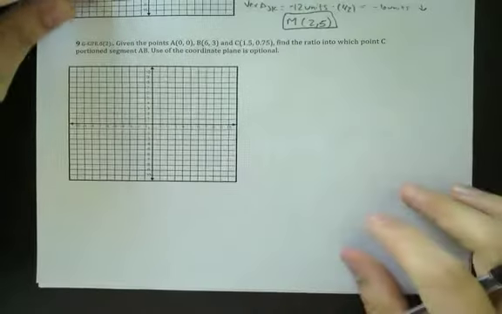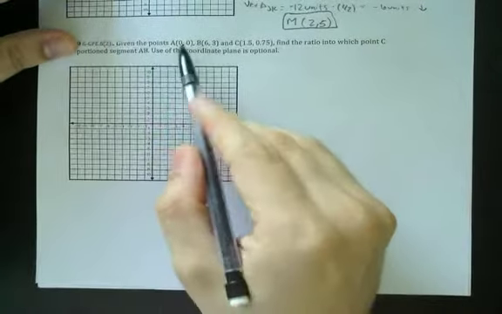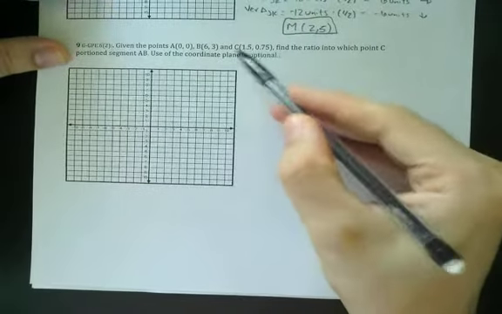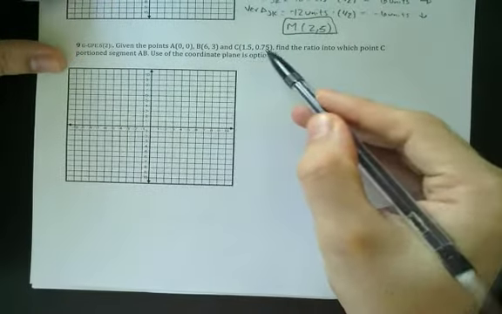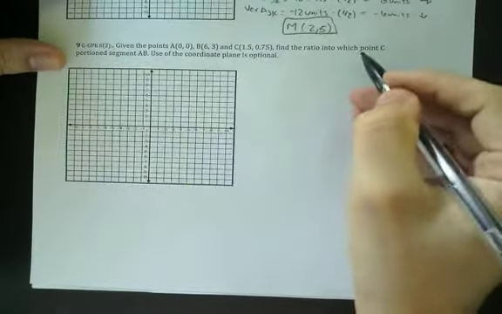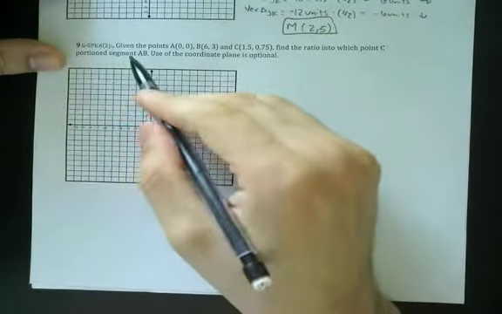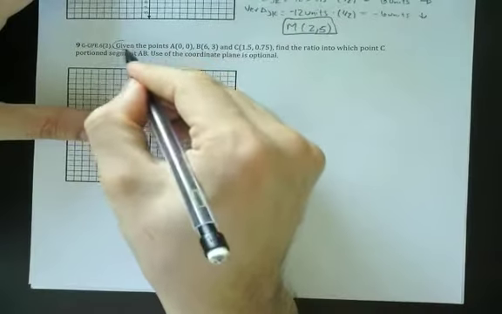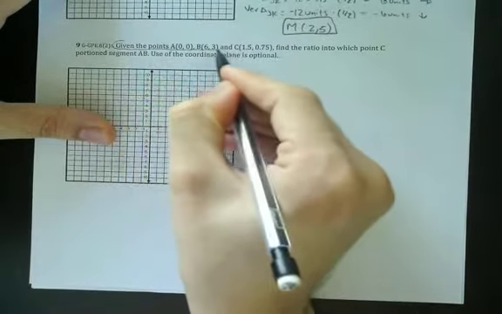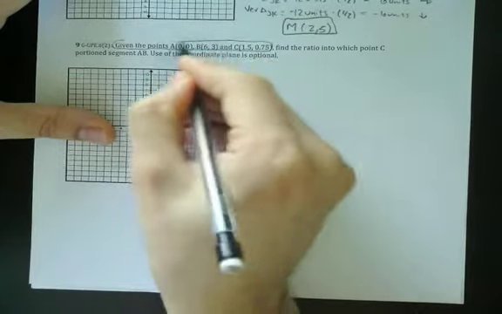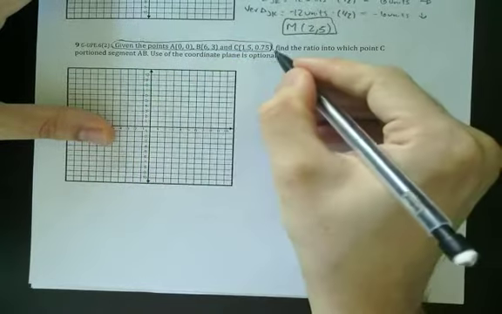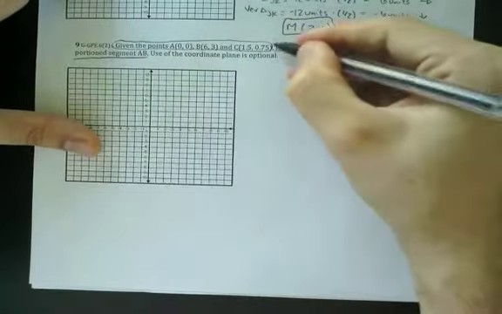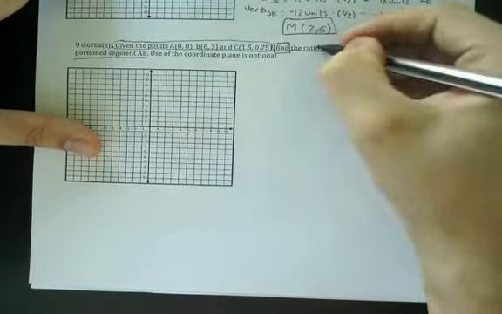Question number 9 says, given the points A at (0, 0), B at (6, 3), and C at (1.5, 0.75), find the ratio into which C partitions segment AB. The important information here is that I'm given these 3 points and their coordinates. What the question is asking me to do is to find the ratio into which C partitions segment AB. So I need to actually find the ratio.